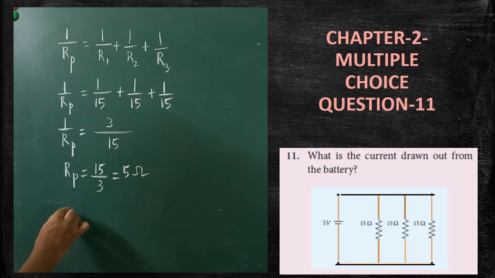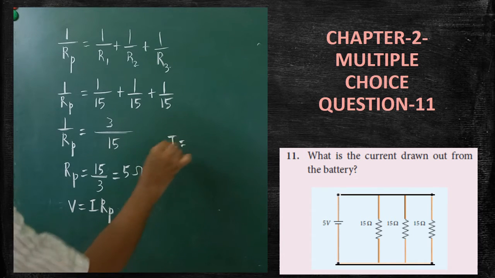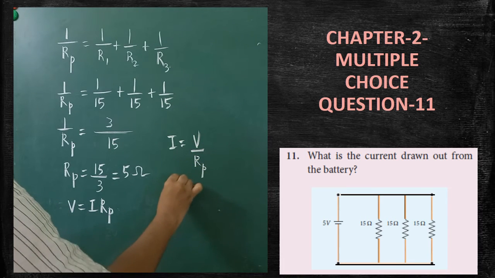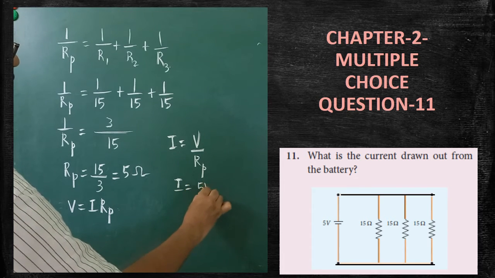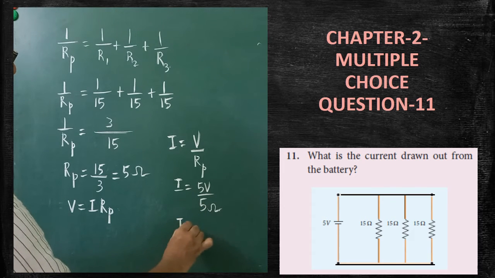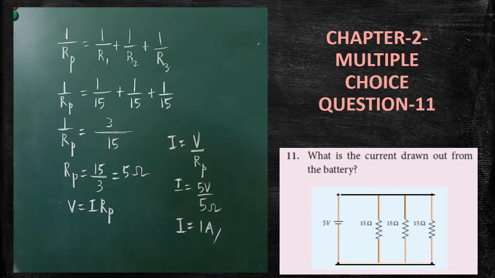Now how to calculate the current which flows through the circuit? Ohm's law: V is equal to the current that flows, written as I, times the net effective resistance, Rp. So the formula to calculate current is I is equal to V by Rp. I is equal to the EMF of the cell, 5 volt, divided by the net effective resistance, 5 ohm. The current passing through the circuit is 1 ampere. Are you clear? This is the final answer.